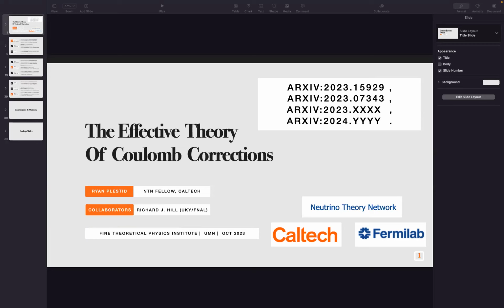All right, cool. So today we have Ryan visiting us from Caltech. He did his PhD at McMaster's and then his first postdoc at Kentucky at Fermilab. Now he's a postdoc at Caltech. Today he's going to tell us about effective theory of Coulomb current.